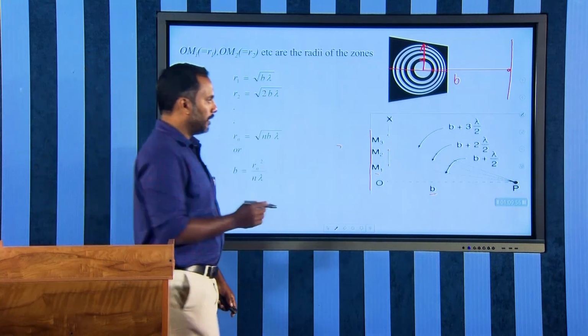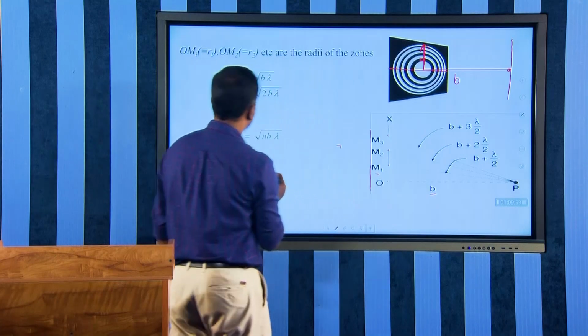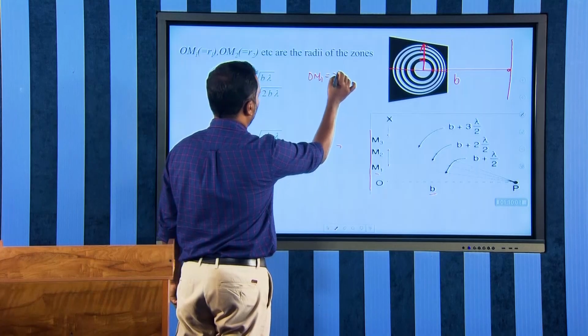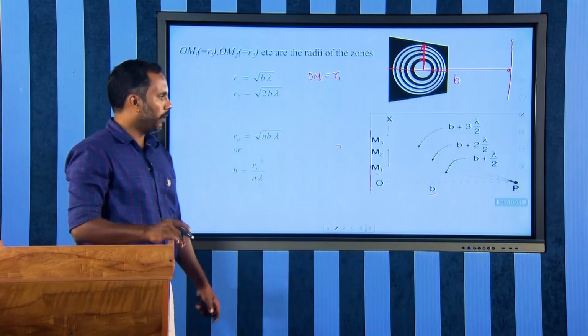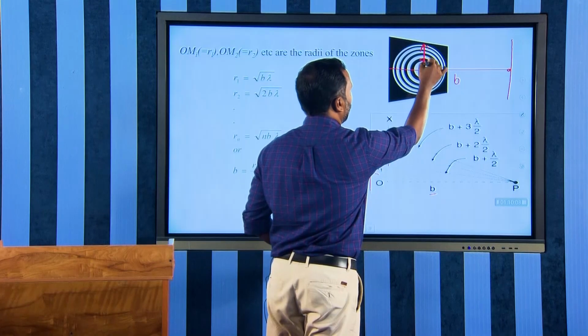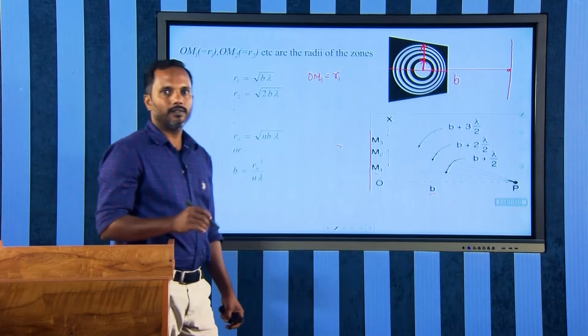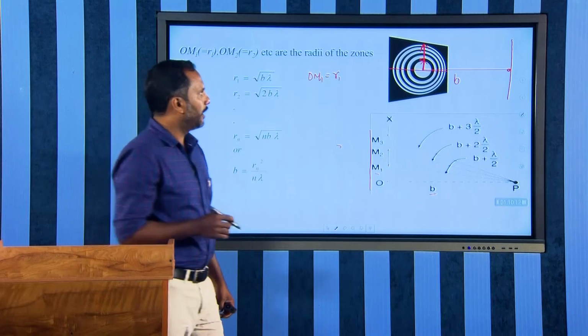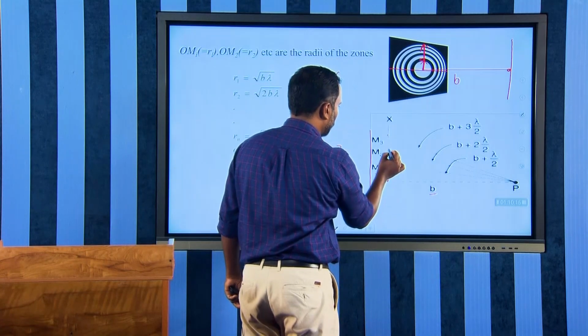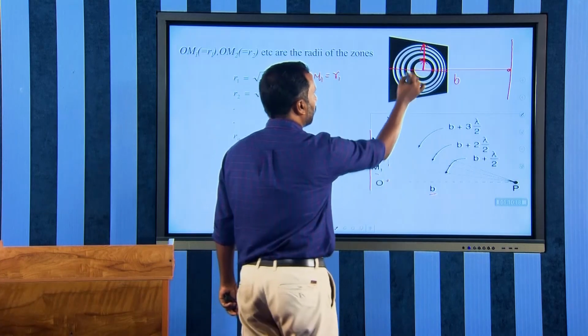Let us consider this distance OM1 as R1. OM1 means what exactly? OM1 is the radius of the first zone. Then again OM2, from here to here, is the radius of the second zone.